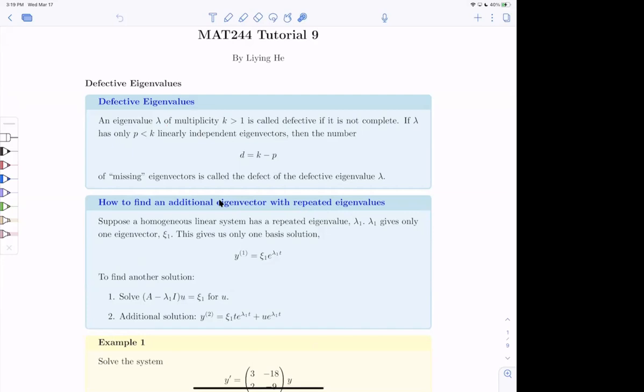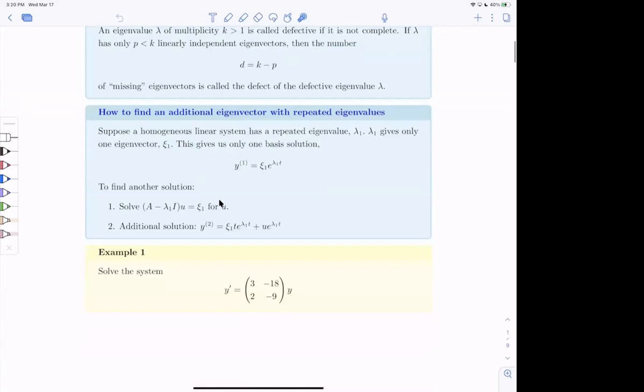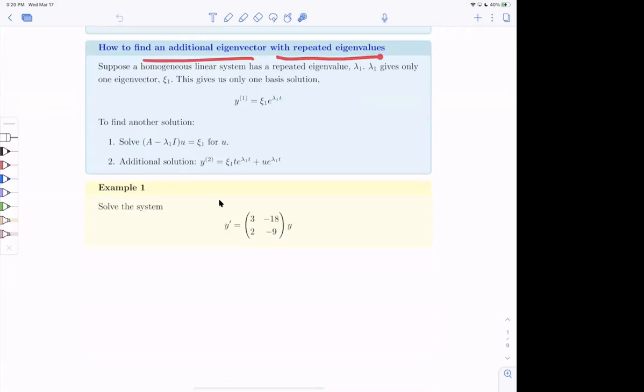We actually talked about this before, but we never did a complete question. Before, I didn't even use the word defective. I just said you cannot find as many eigenvectors as you should be able to find, so we need to use one of them to find the other one. We actually talked about this before, except I never told you what y1 and y2 would be. So here it is.